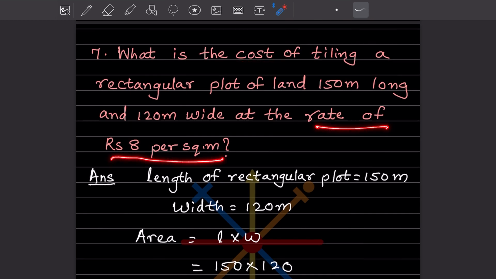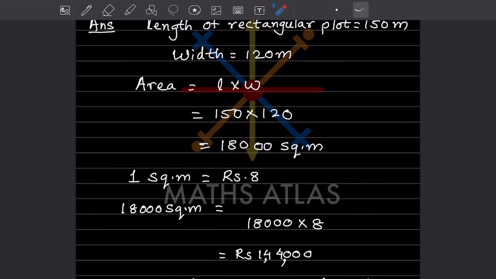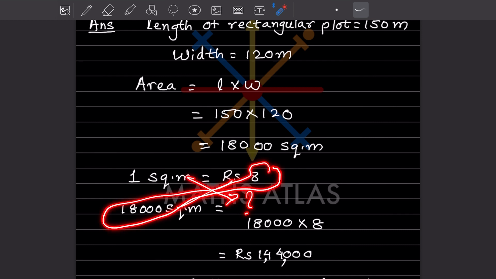So now see here, they have asked for the cost, and here they have given the rate of rupees 8 per square meter. So what will you write here? 1 square meter is rupees 8. So we have 18,000 square meter, how much will that be? So you will cross multiply. Whenever you see these two numbers, you consider them in the numerator. So 18,000 into 8 will be in the numerator.